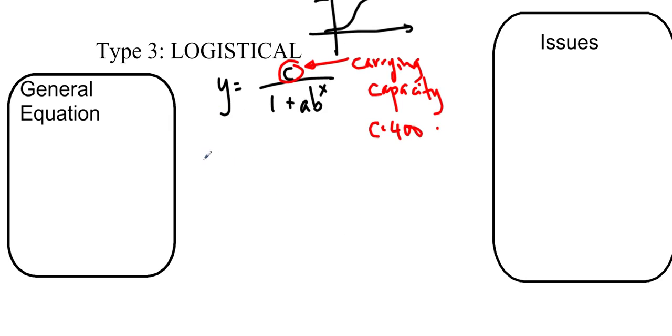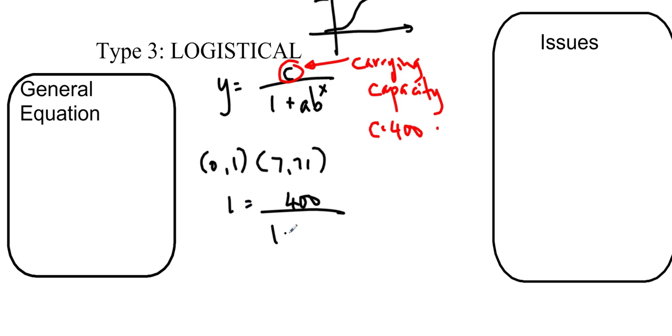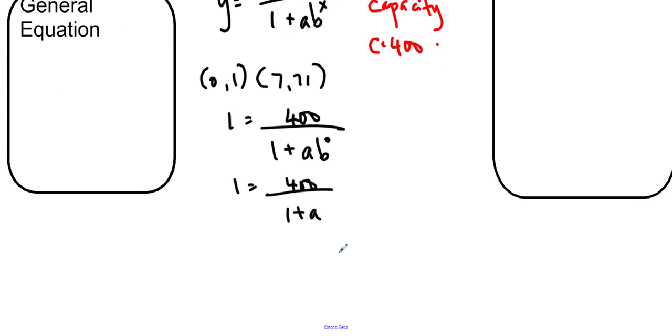So again, we're using 0, 1 and 7, 71. And we're just going to fill this in. So 1 is equal to C, which is 400, over 1 plus AB to the 0. And you can see B to the 0 is actually 1. So we're going to get 1 is equal to 400 over 1 plus A. And now we can just solve for A. So 1 plus A is equal to 400, and so A is equal to 399.